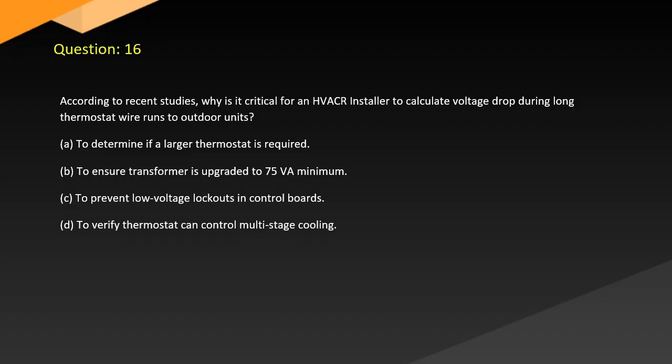Question 16. According to recent studies, why is it critical for an HVACR installer to calculate voltage drop during long thermostat wire runs to outdoor units? A. To determine if a larger thermostat is required. B. To ensure the transformer is upgraded to 75 VA minimum. C. To prevent low voltage lockouts in control boards. D. To verify the thermostat can control multi-stage cooling.